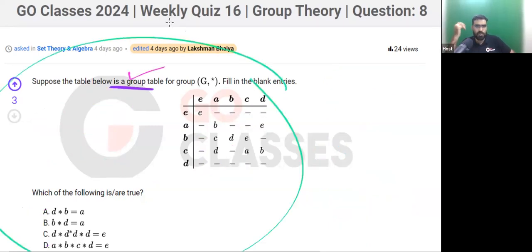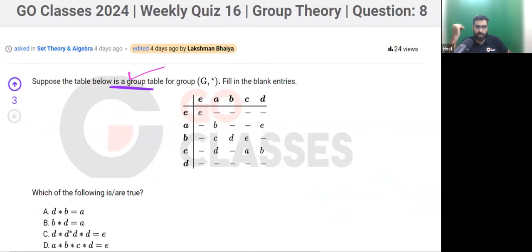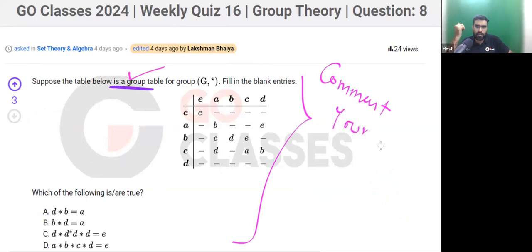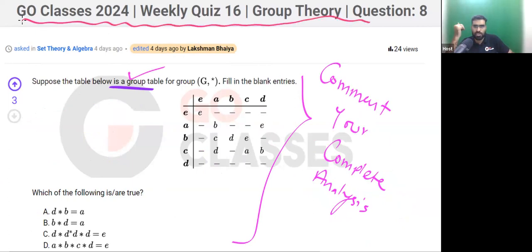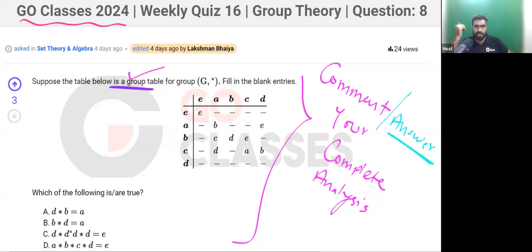This type of question we have done, a lot of questions. Can you do the complete analysis of this question? I give you this as homework. Please comment your complete analysis on this question. Go to the link of this question on the GATEOverflow website, and either write a comment or write an answer. That is your choice, but please write your complete analysis.